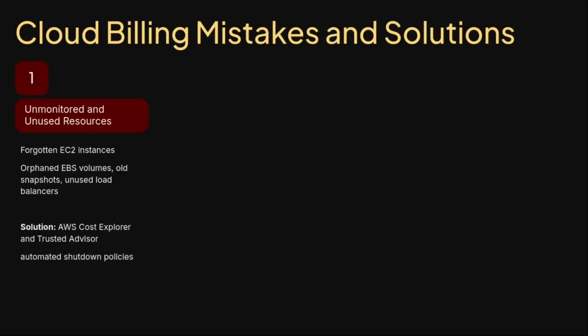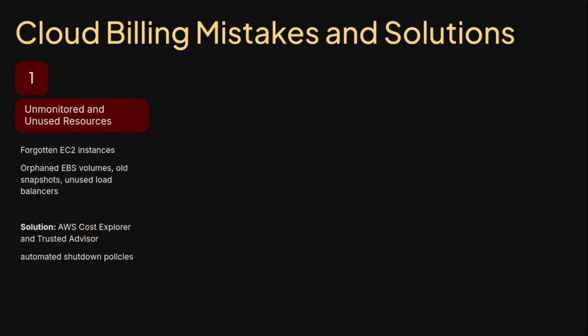Number 1. Unmonitored and unused resources. Let's start with the digital equivalent of leaving all the lights on when you leave home. Every day, thousands of dollars disappear into the AWS ether because of forgotten resources. That development server that you spun up for a quick test 3 months ago, still running. Those EBS volumes detached from terminated instances, they're still charging you. Those load balancers serving zero traffic, they're not free.